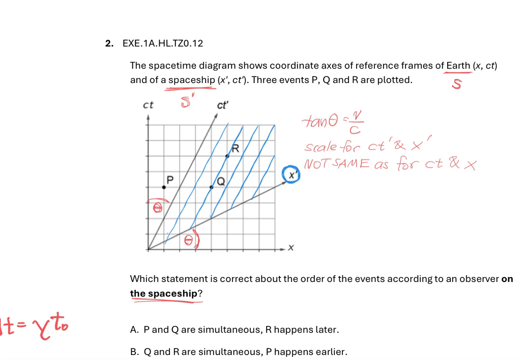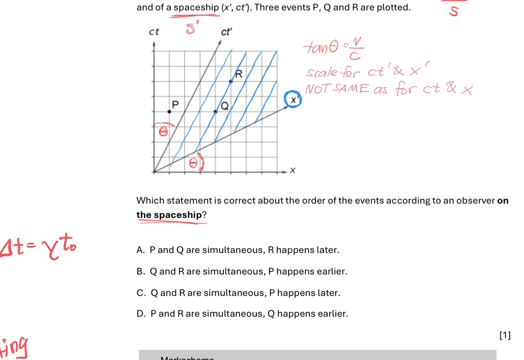So with blue, I've marked the grid for position for S prime, and I can see that Q and R are on the same position line for S prime. So Q and R happened in the same place. And while that's cute, it's not asking about that. It's asking about the order. So we'll use green for this. The order of the events, meaning time. Not where they happened, but when they happened.